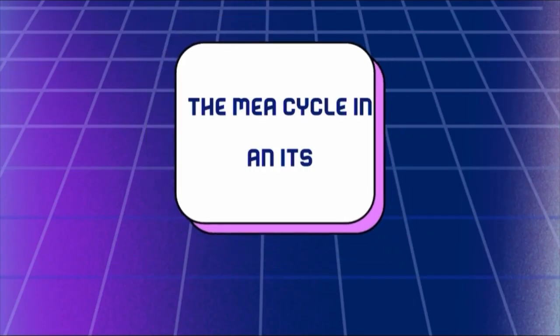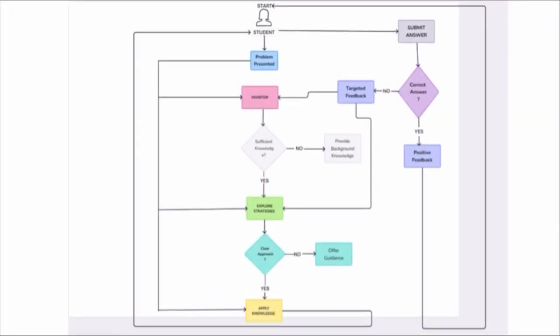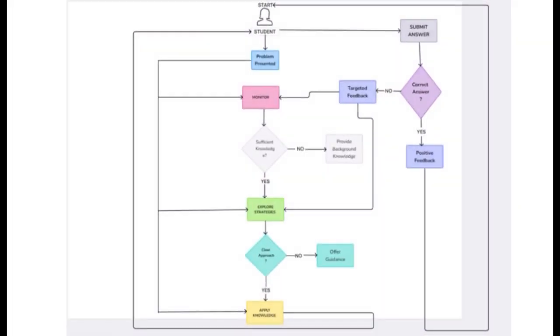So, let us see the MEA cycle in an ITS. First, the system gives you a problem that's just right for your learning level, and then it watches you try to solve it. If you seem stuck, it knows to help. If you are stuck, no worries. It might give you a little hint or show you different ways to approach the problem.